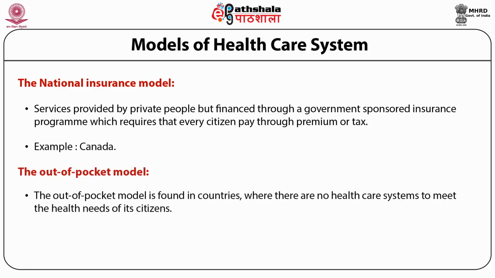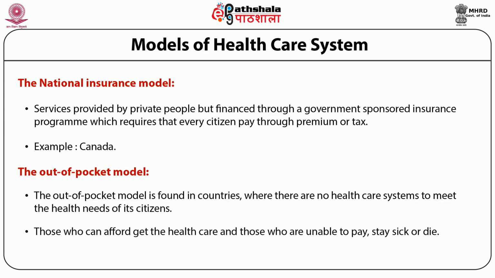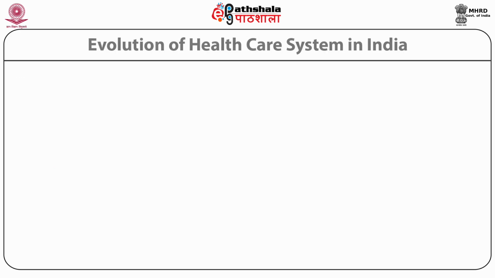The out-of-pocket model is found in countries where there are no healthcare systems to meet the health needs of citizens. In this model, those who can afford get the health care and those who are unable to pay stay sick or die. Rural areas of India, Africa, China and some of South America are examples of this type of model.